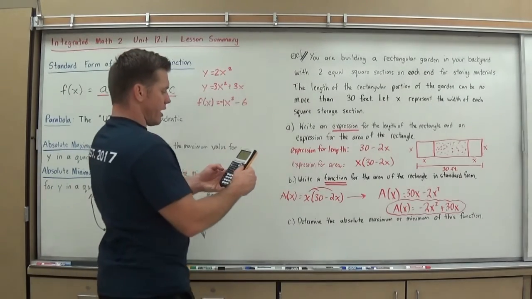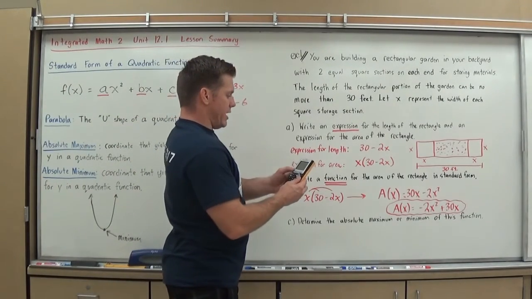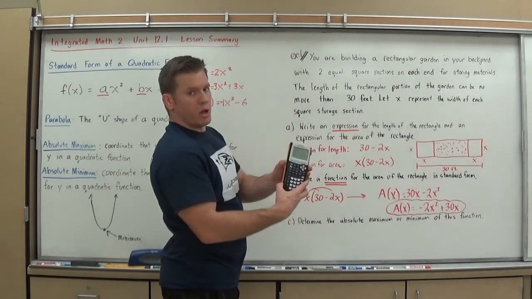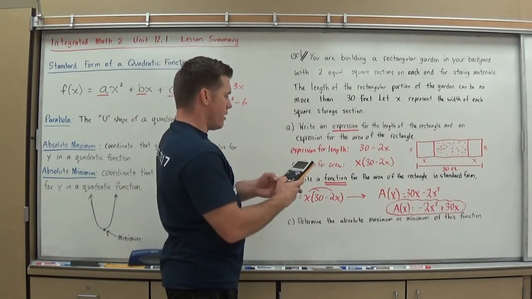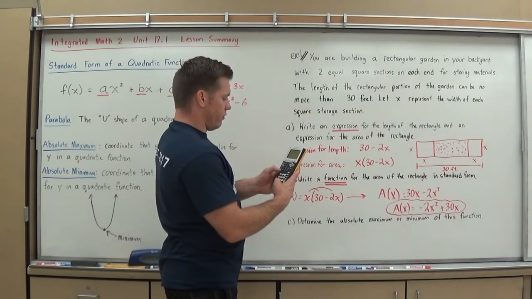So I'm going to go to my graphing calculator. I'm going to go to the y equals menu. I'm going to make sure that plot 1 is not highlighted. I don't want anything in there. I'm going to type in the equation, negative 2x squared.